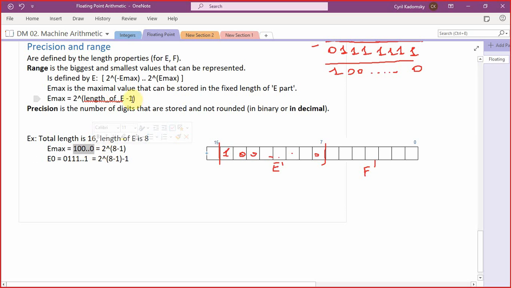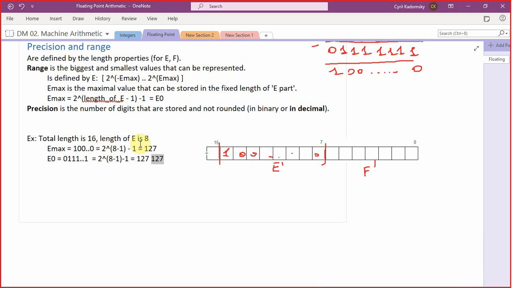So we will modify our formula a bit. We will put here 2 to the power of the length of the exponent minus 1, minus 1. And it is equal to E0, the bias. So E maximal is such a value, and in this case it is 127, and the bias is also 127.